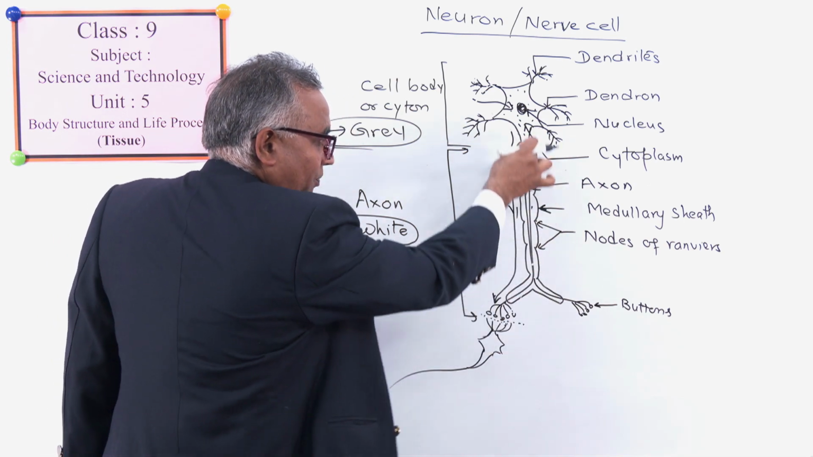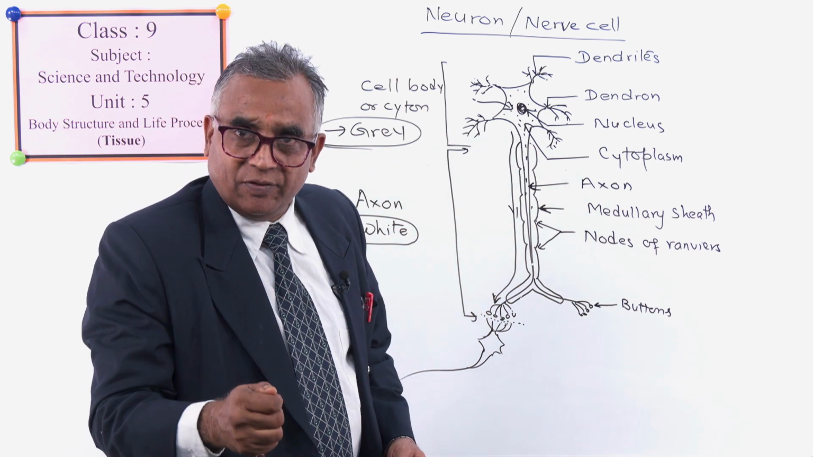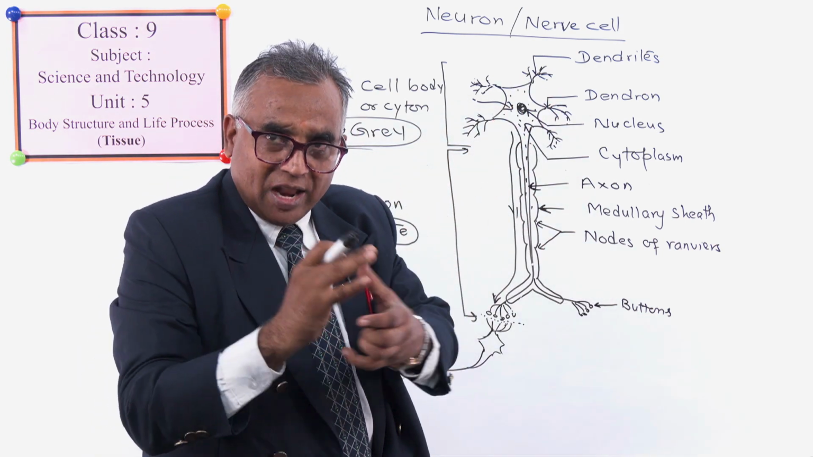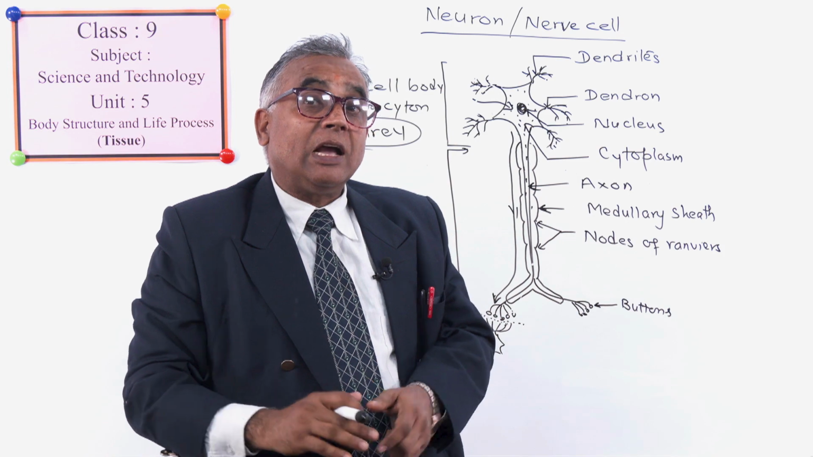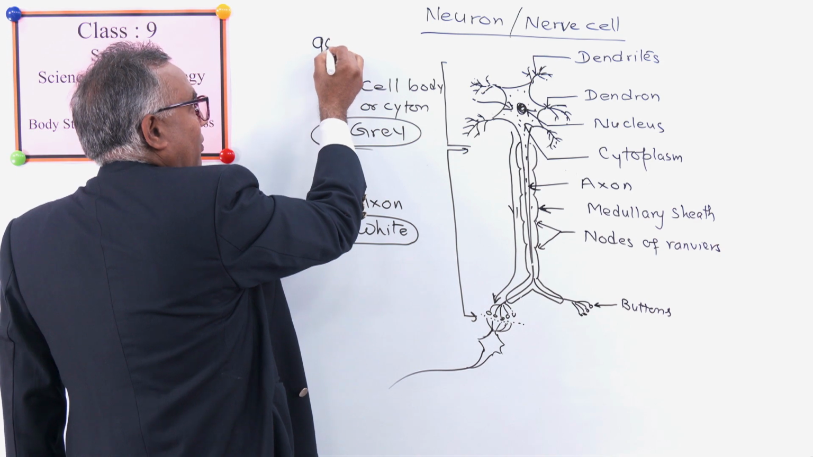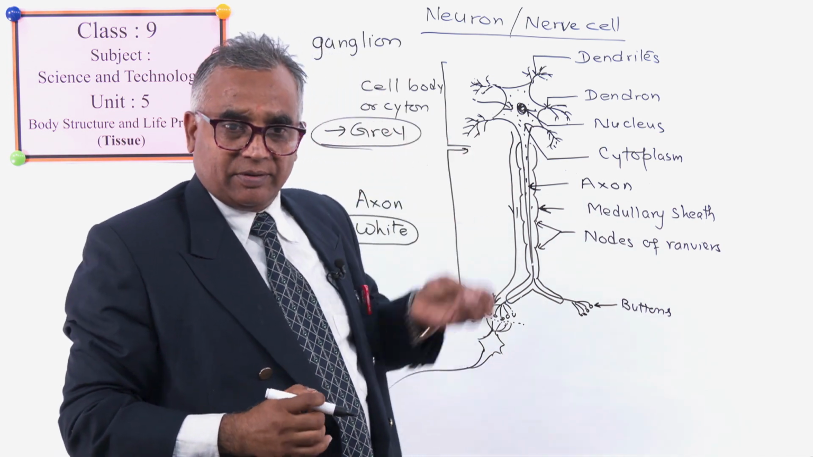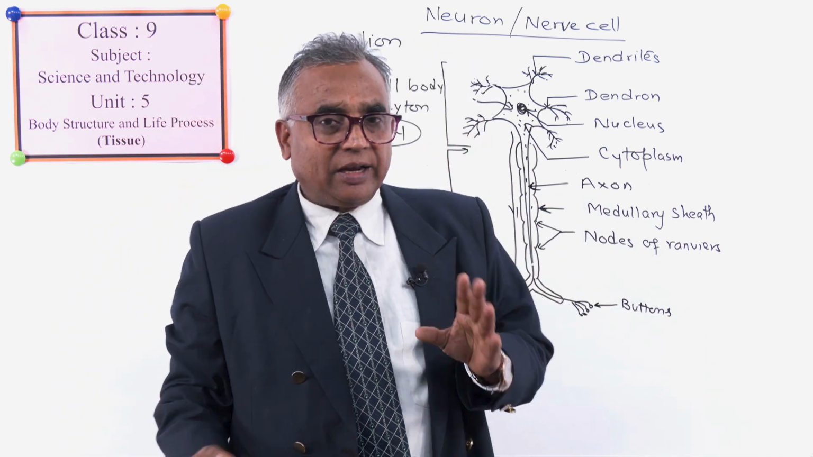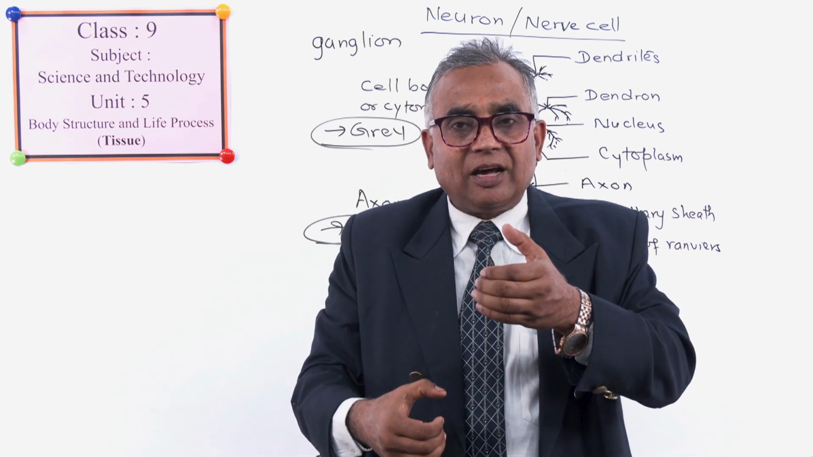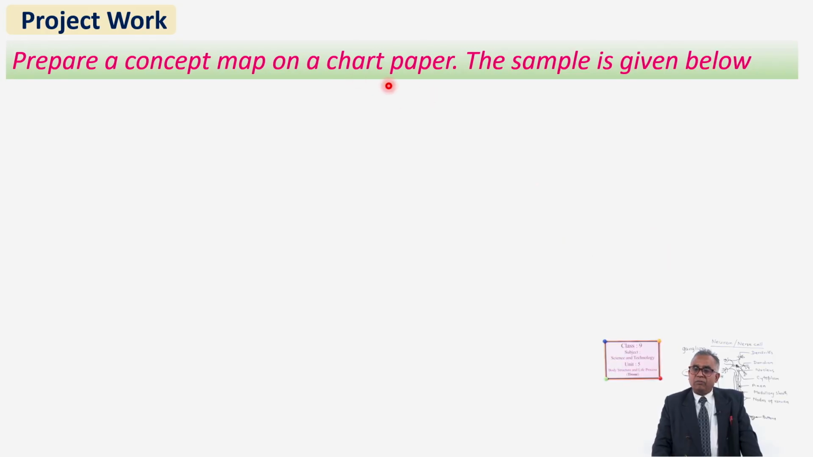When a number of these axons unite together, they form a bundle, and that is called what? Nerve. Okay. And when a cluster of these cell bodies is accumulated at a place, then it is called a ganglion. The spelling is very easy to remember. Lion's gang. Gang of lion. Ganglion. Okay. Don't forget the spelling. So ganglion is just a cluster of what? Cell body, and nerve is a bundle of what? Axon.